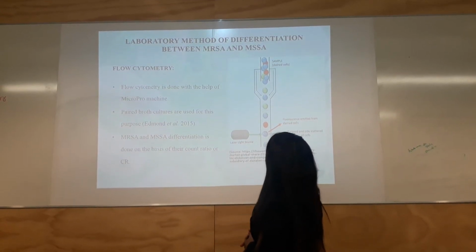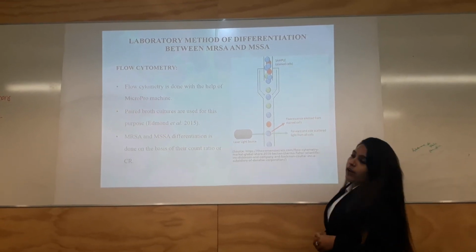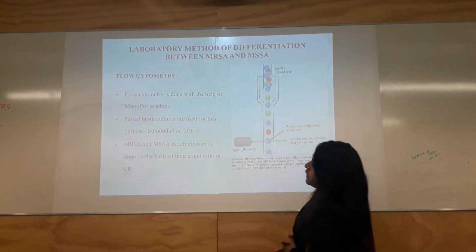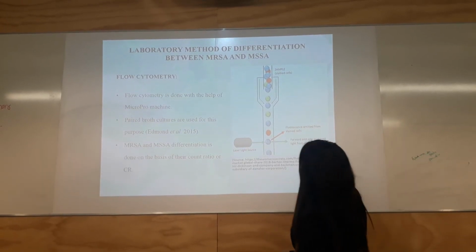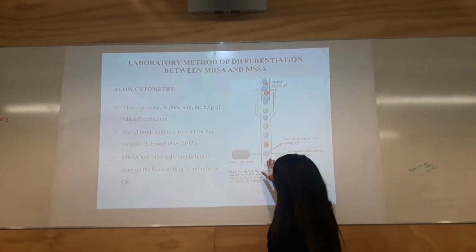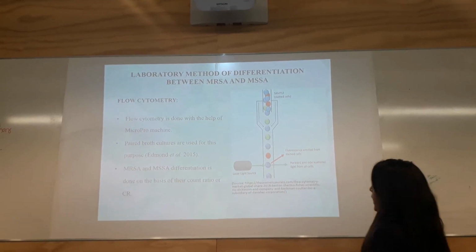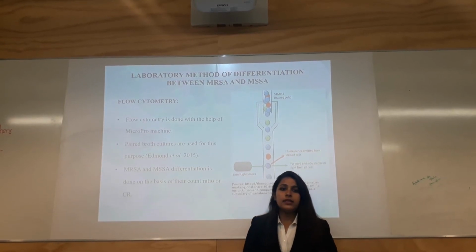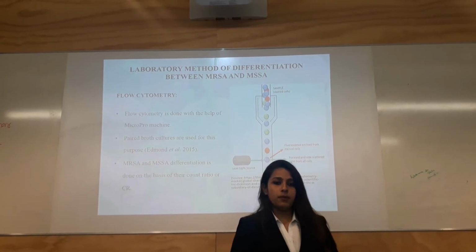Now, MRSA and MSSA. MRSA, we know, is methicillin-resistant Staphylococcus aureus. With MSSA, in flow cytometry we can see the differentiation between MRSA and MSSA. You can see in the flow cytometry that there is a sample of stained cells which get light, and there is a laser light source which helps in the fluorescence from the stained cells, and these cells are forward and side scattered with the help of light. It can be seen that flow cytometry with paired broth cultures is used for this purpose.